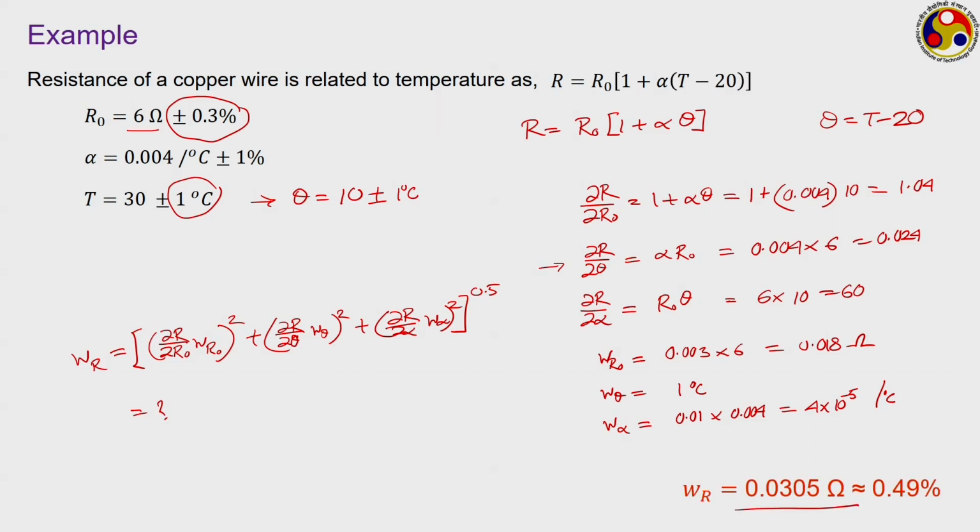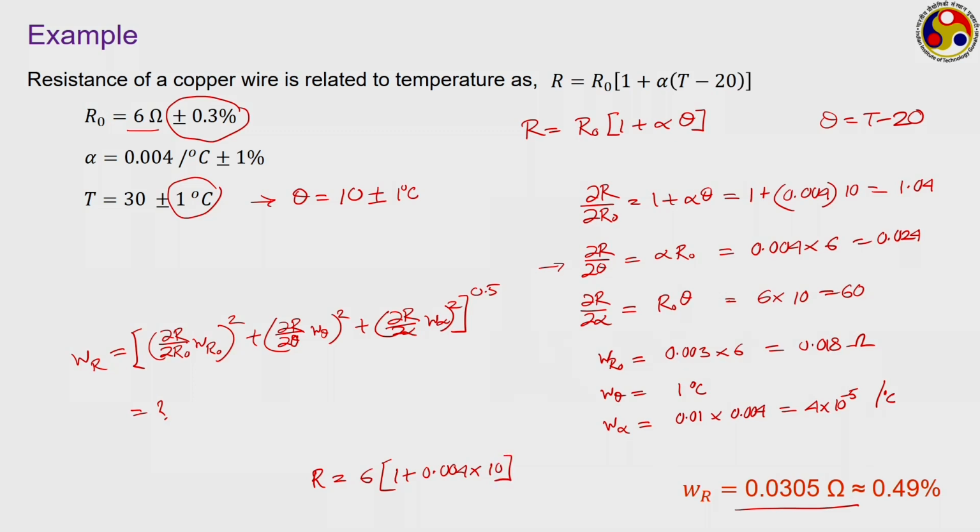But this is the absolute uncertainty, and if our interest is to get the relative uncertainty, then we have to get the true value of R. How to get the true value of R? There we have to use the values that are given. The true value of R will be equal to, when we put the value of R naught that is given, that is 6 into 1 plus 0.004, that is for alpha, into theta, that is 10.